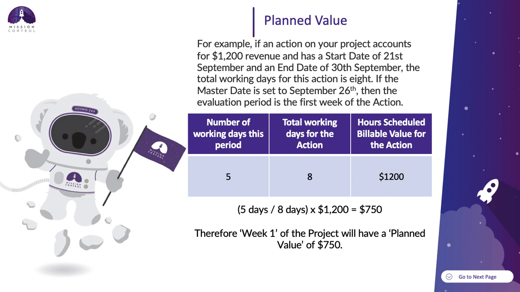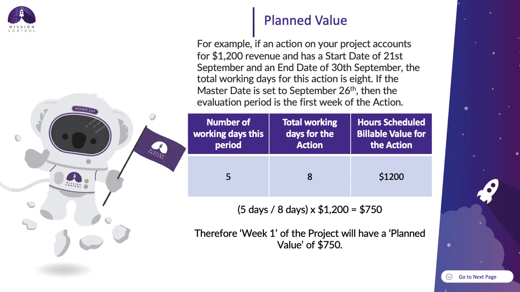If an action on your project accounts for $1,200 in revenue and has a start date of the 21st of September and an end date of the 30th of September, the total working days for this action is 8. If the master date is set to September 26th, then the evaluation period is the first week of the action. The number of working days in the first week of the action is 5. The total working days for the action is 8. The hours scheduled billable value for this action is $1,200.